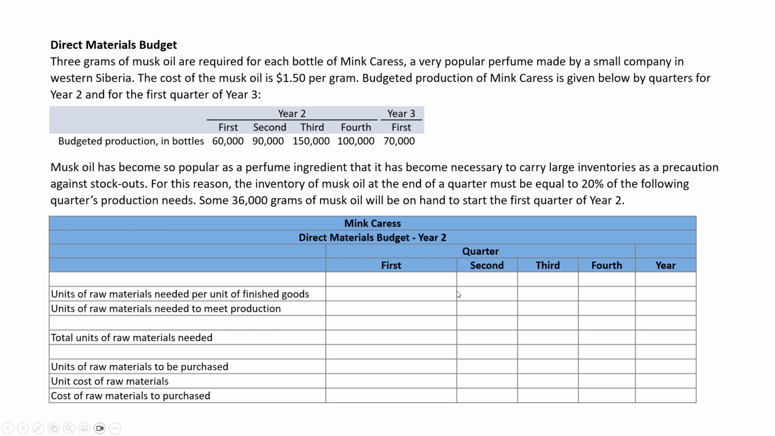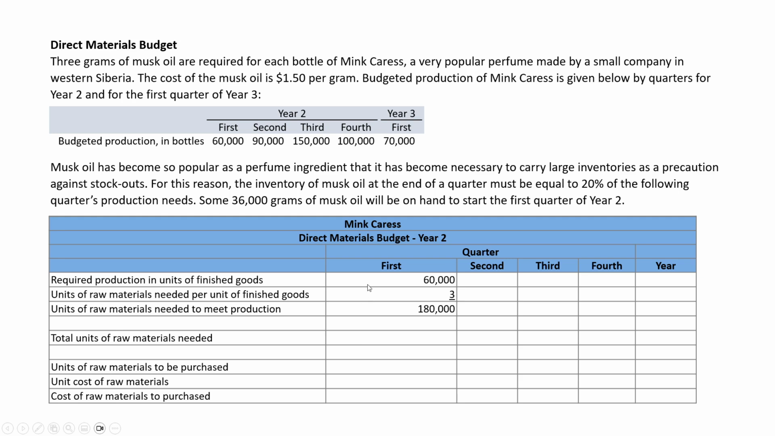Ultimately, our budgeting is going to be for the year, and we're going to break down the year by each individual quarter. Not interested in months as part of the quarter. They already give us the budgeted production for each of those quarters in our second year, and also the budgeted production for the first quarter and the third year. Our starting point, I'm going to work with you through the first quarter, is going to be our required production that we're budgeting for the first quarter of 60,000.